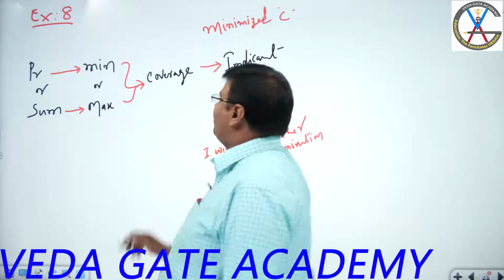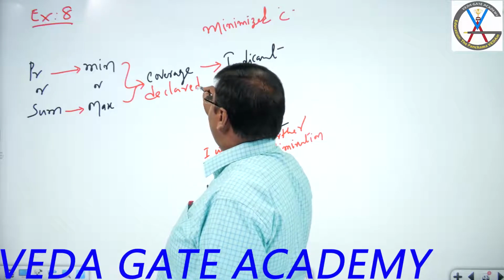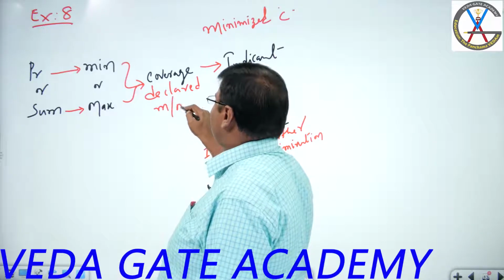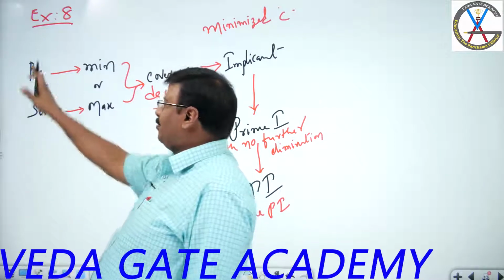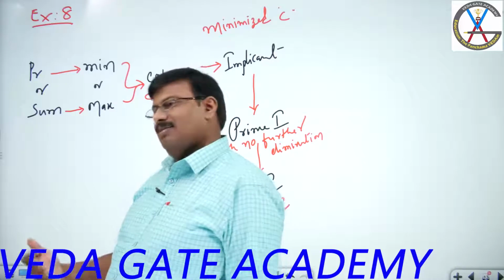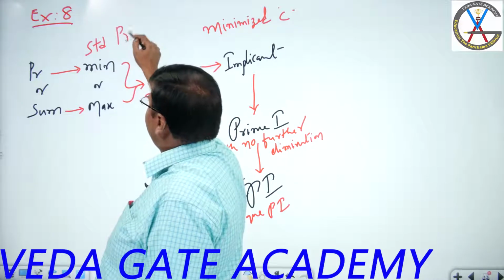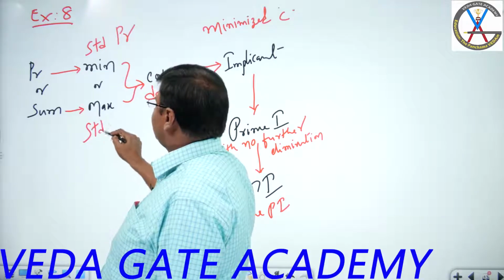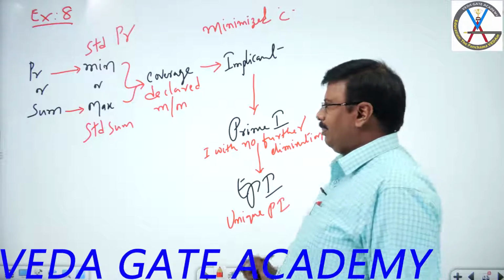Coverage must be min or max, but every min or max is not coverage. Which min or max is coverage? Declared. Only a declared min or max term is coverage. Min must be a product and max must be a sum, but every product and sum need not be a min or max. Then how? Standard product is min, standard sum is max. The condition is this.